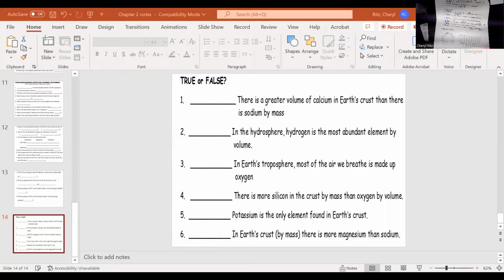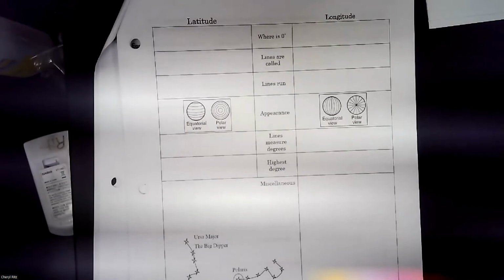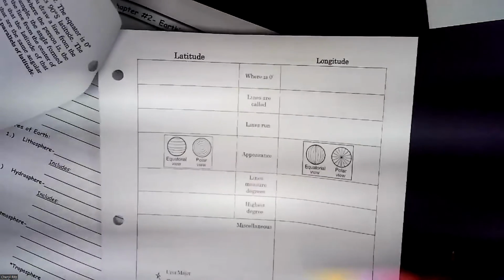What we're going to do then is flip your packet over to page 5, which you'll notice is a reading. Page 6 is a reading. I would like to go to page 7 right now. On page 7, you will see a nice compare and contrast chart for latitude and longitude. We are going to fill this out from the reading. As I've said before, I don't give you a textbook. Sometimes though, I take pages out of a textbook and put them in here if I think they're that important.